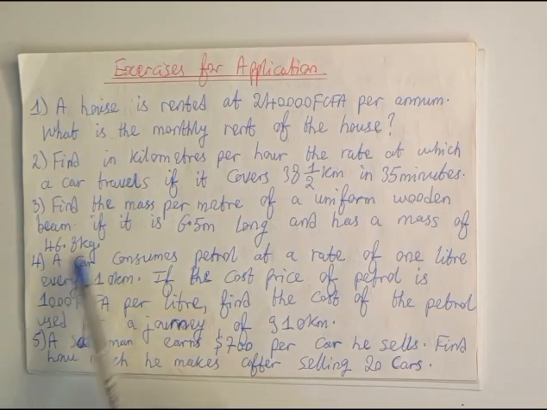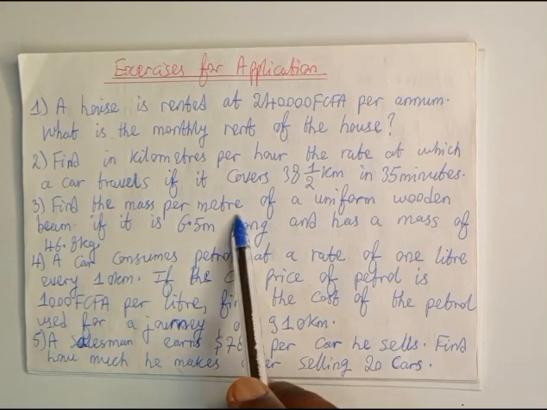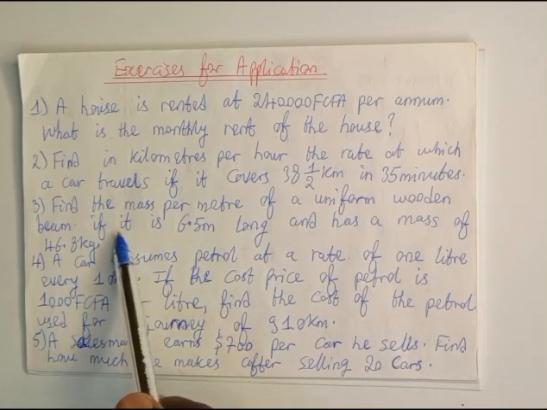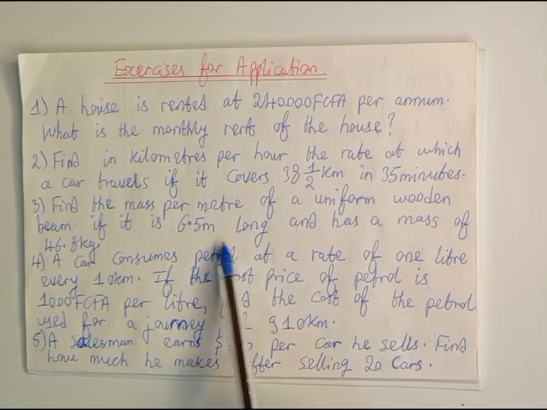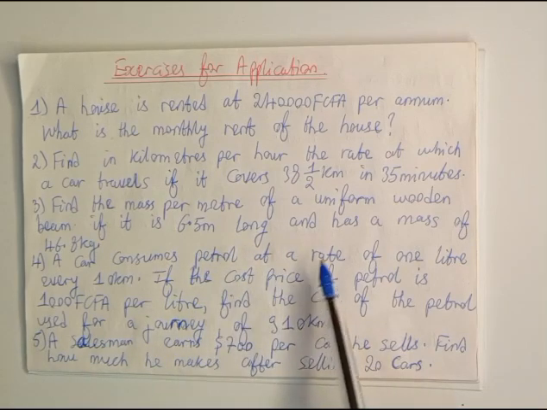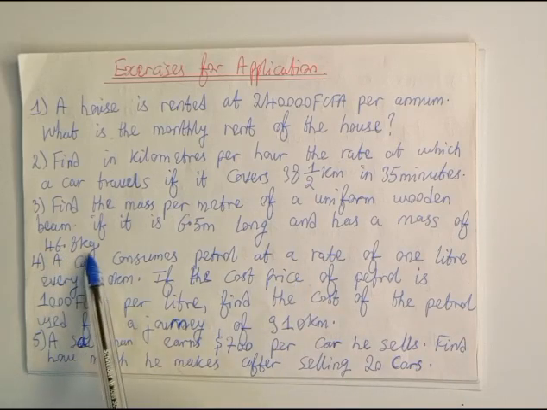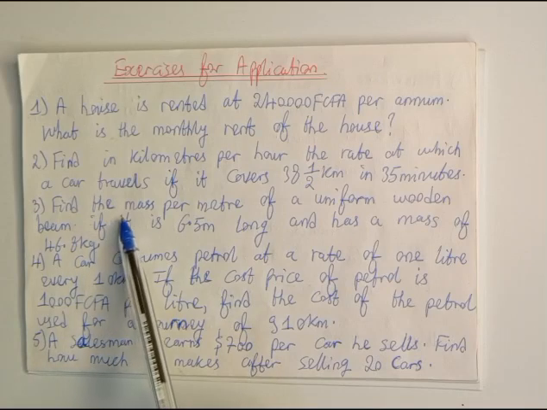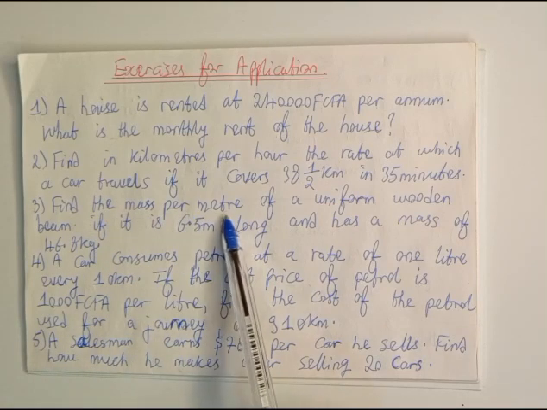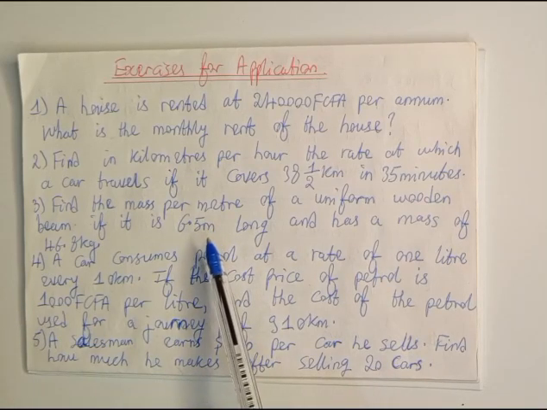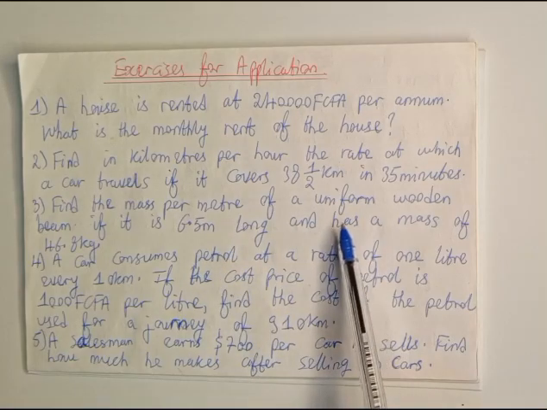For question 3, find the mass per meter of a uniform wooden beam if it is 6.5 meters long and has a mass of 46.8 kilograms. Finding the mass per meter simply means we are to find the mass of 1 meter of the uniform wooden beam.